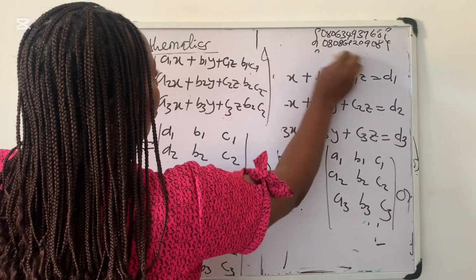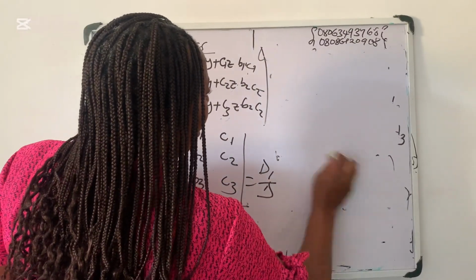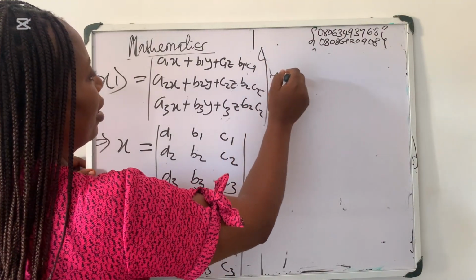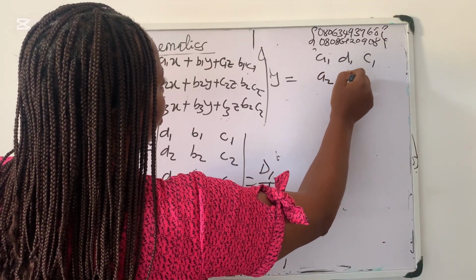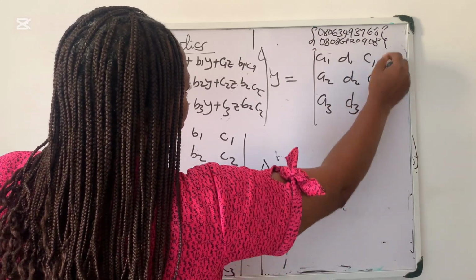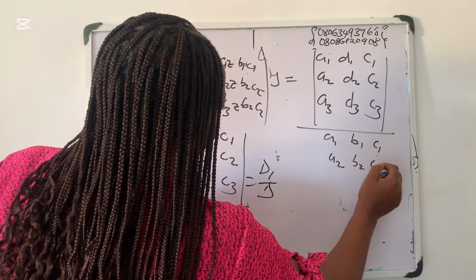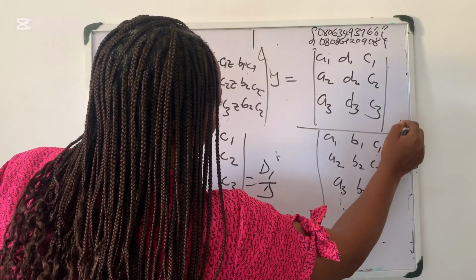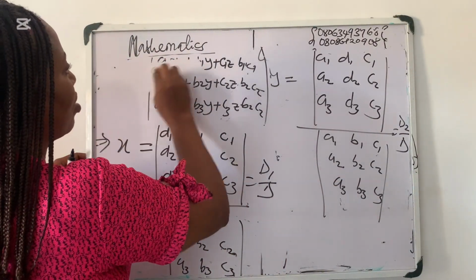Then for Y, if by implication we have our X, which is D1 over D, it implies, or similarly, our Y equals the determinant of A1, D1, C1, A2, D2, C2, A3, D3, C3, all over the determinant of A1, B1, C1, A2, B2, C2, A3, B3, C3, equal to D2 all over D. Then the last one is Z.